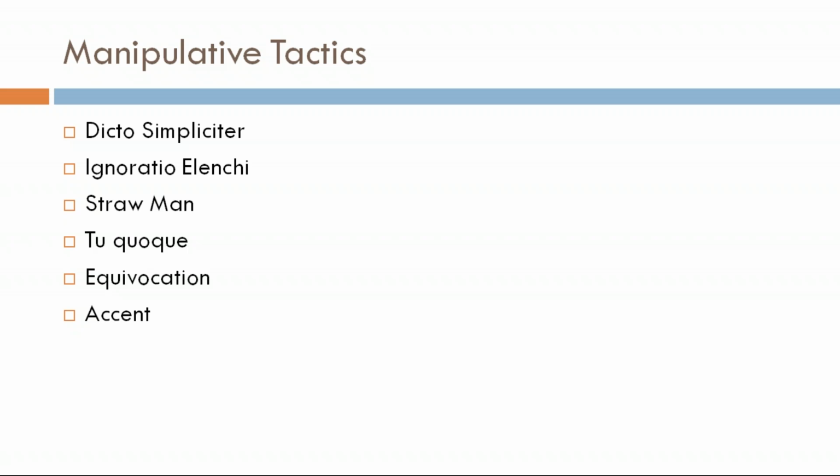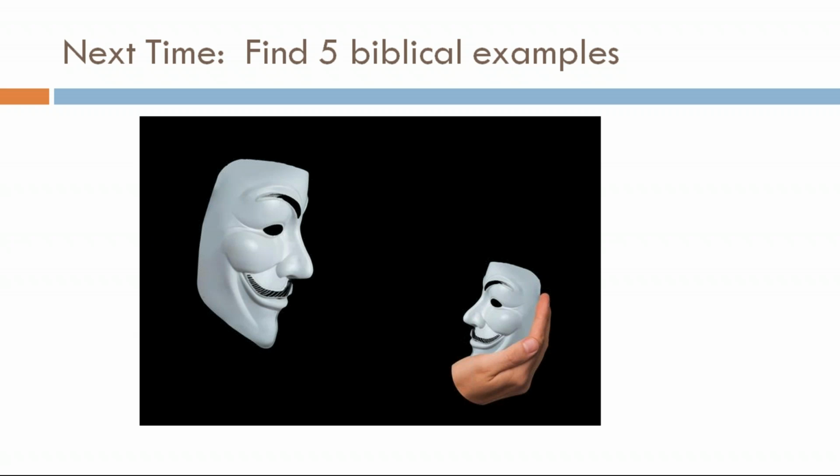Now, what I want you to do for next time, and I will give you a hint so you can do your assignment, is this. I want you to look for 5 biblical examples of manipulation in the Bible, and they will all be in the Old Testament. I've got 10 or 12. I'm only asking you to find 5. Old Testament. See if you can spot them.